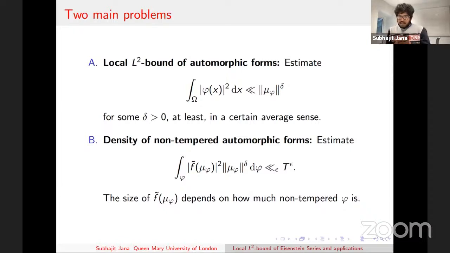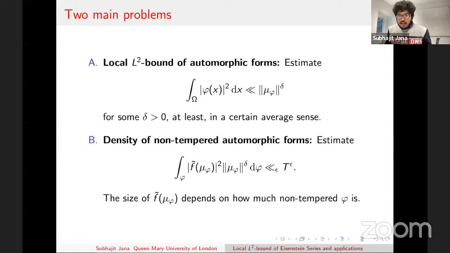This is what Sarnak calls, when Sarnak formalized this density thing, he calls it the density hypothesis, that this kind of spectral integral is not too big. So let me not give you the precise density hypothesis, but this is what we mean by Sarnak's density hypothesis, that the density of the non-tempered automorphic forms is sufficiently small.